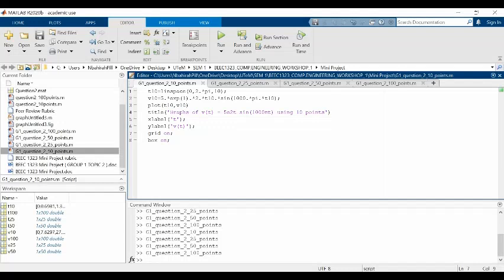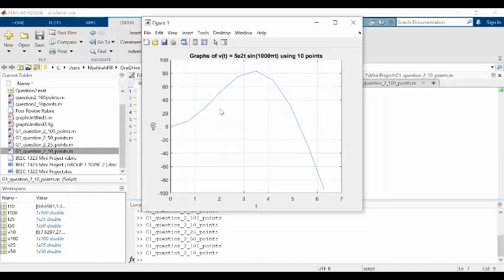Lines 7 and 8 create the grid and box. Now we run the program. This is the graph for function V(t) using 10 points.